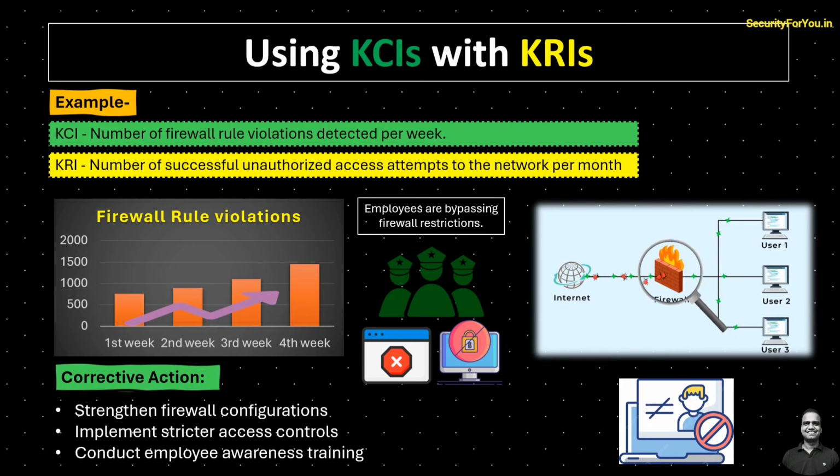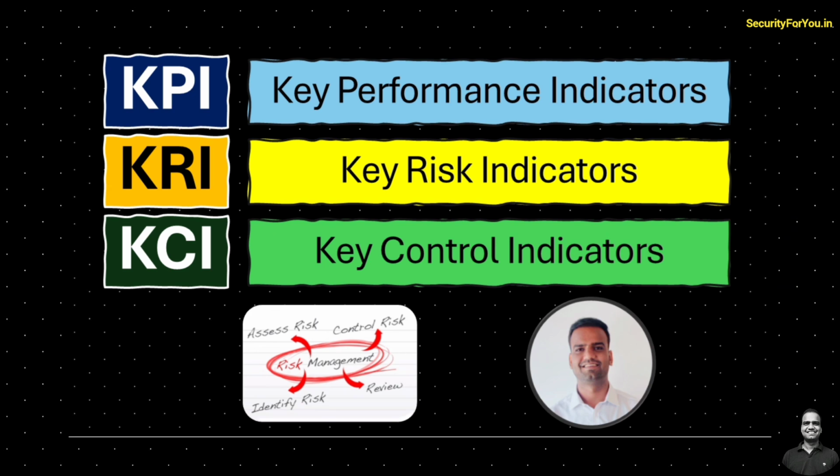Earlier we discussed the relationship between key risk indicators and key performance indicators. So key risk indicators tell you that there is a potential problem, and key control indicators help you see if your controls are working to prevent that problem or not. I hope now you have understood what is KPI, what is KRI and what is KCI, how they are interlinked and why these are important steps in risk management.